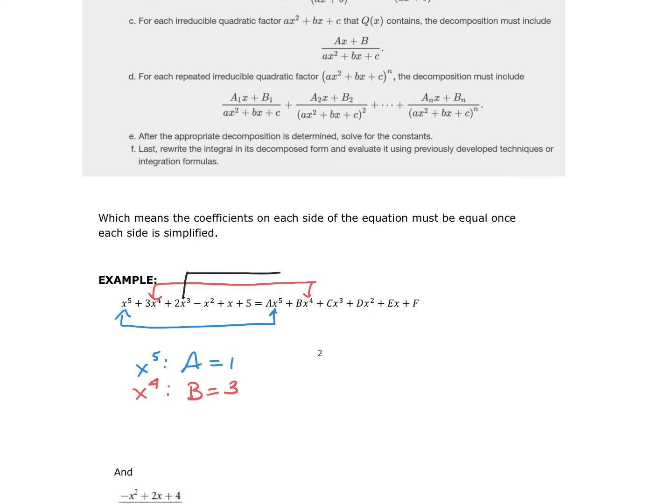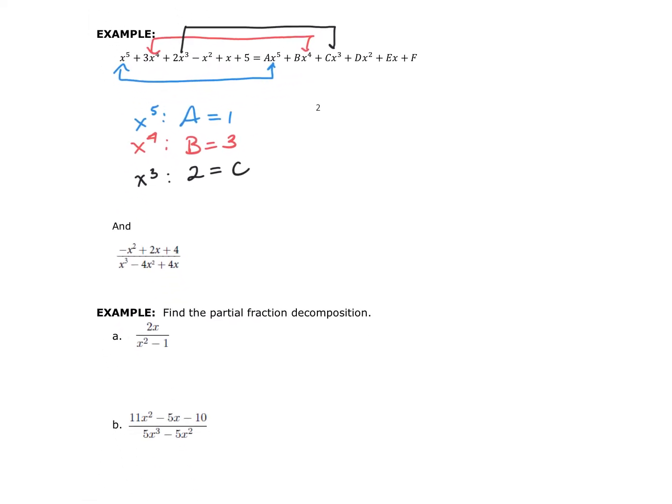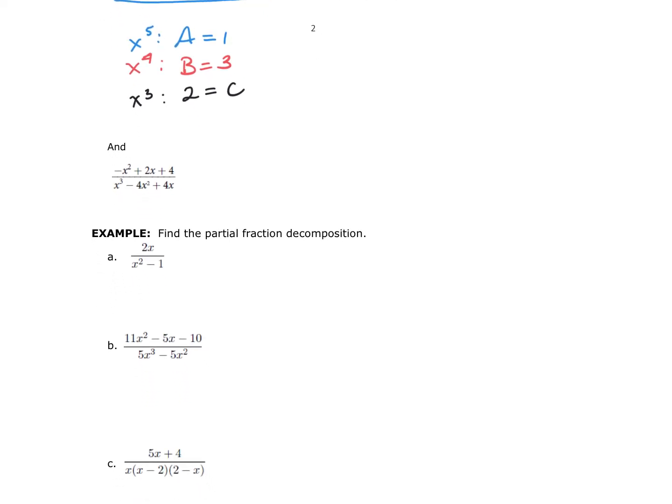My x cubed, so x cubed, I'd have 2 is equal to c, and you can see how this works. So let's start with the partial fraction decomposition with my first example here. So I would first factor. That's the first thing you want to do, is factor the denominator. So I have 2x over x minus 1, x plus 1. Now you can see the denominator is non-repeating linear factors.